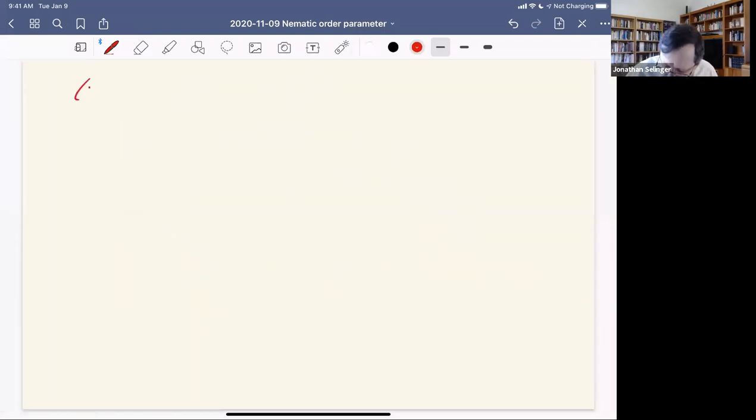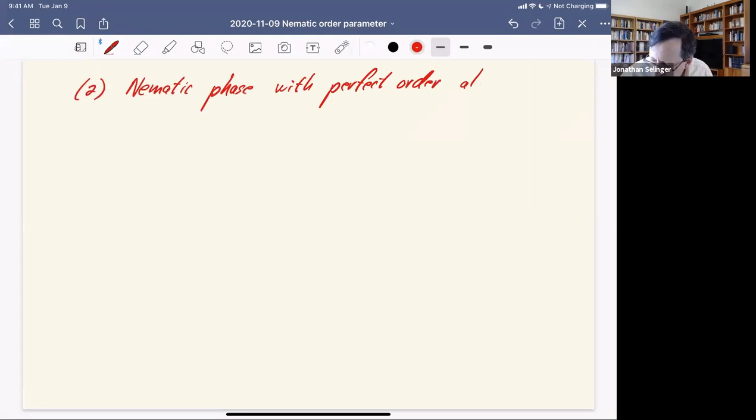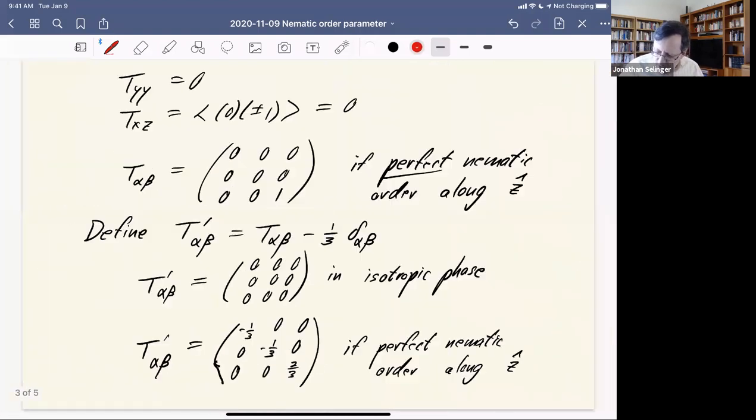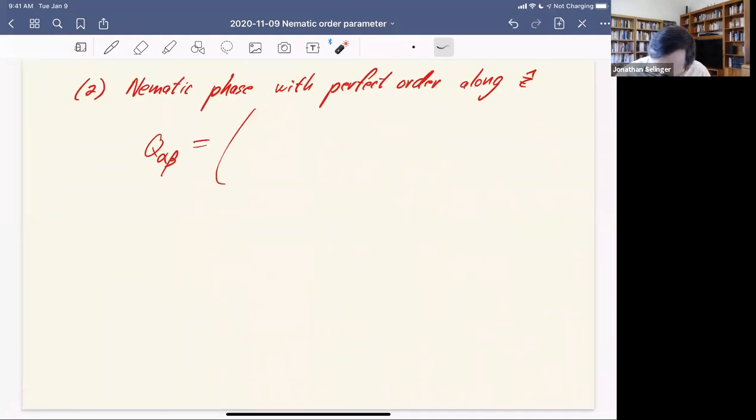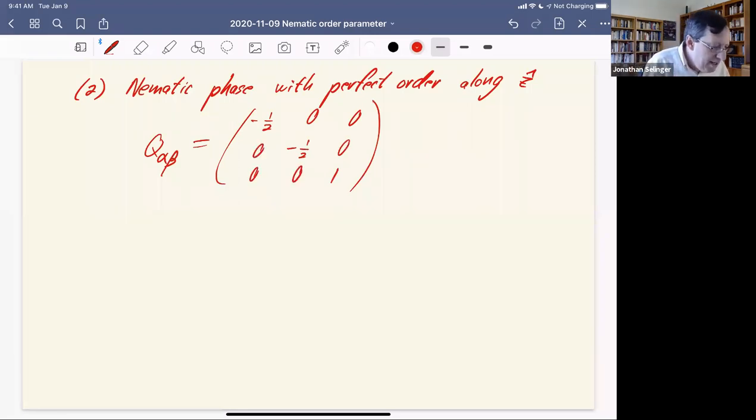We know that in the nematic phase with perfect order along Z, the tensor is 3/2 times what was down here. So it's minus a half in those positions, and 1 in that position. Minus a half, and 1, with 0 in the off-diagonal places.